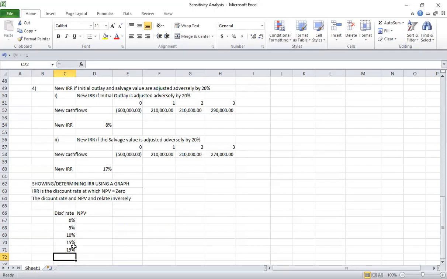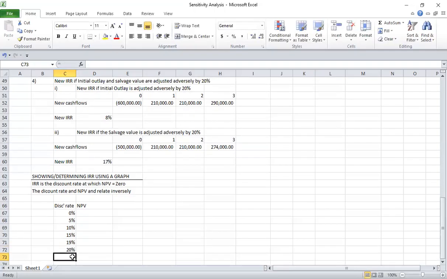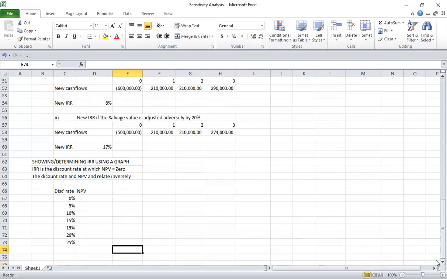And so from 15%, if we increase by 5%, we go to 20%. And then if I again increase by 5%, I will go to another, say 25%. And then I can leave it at that.